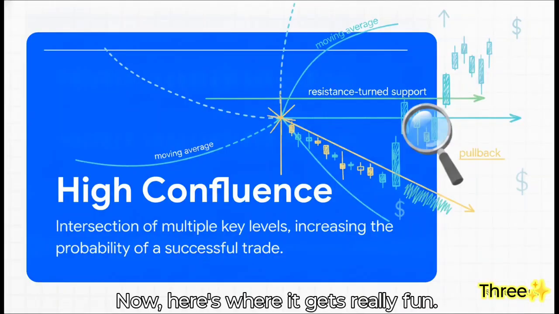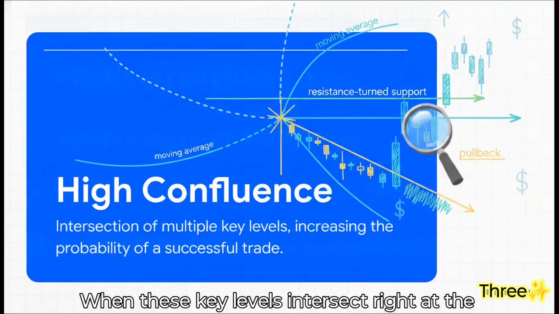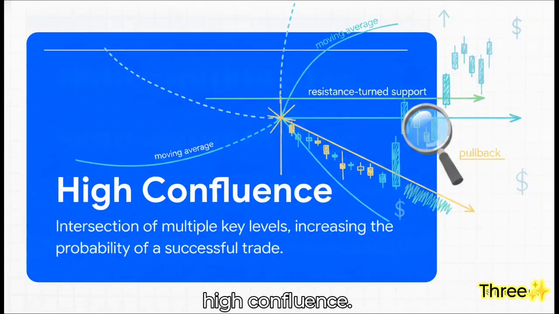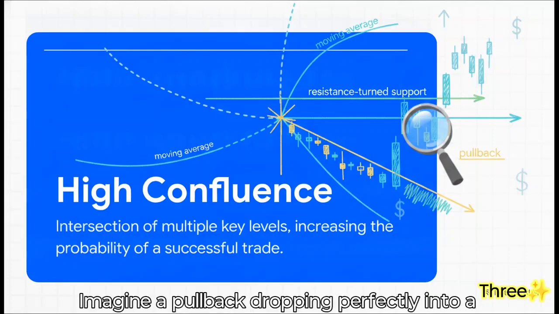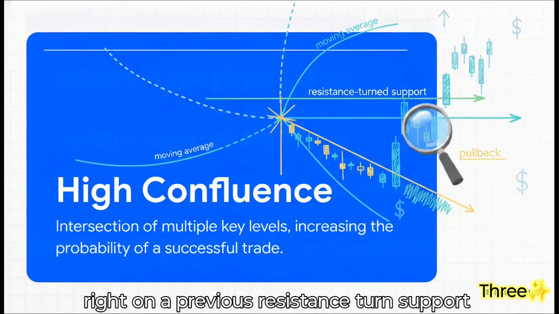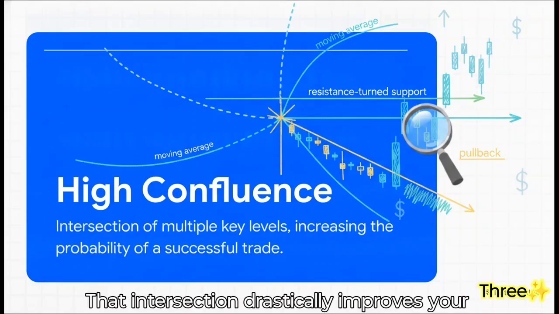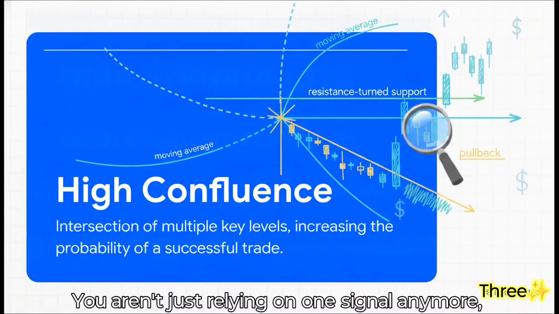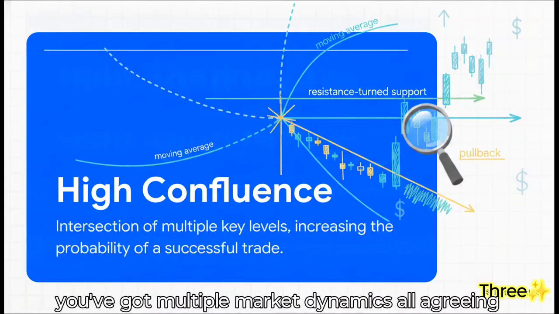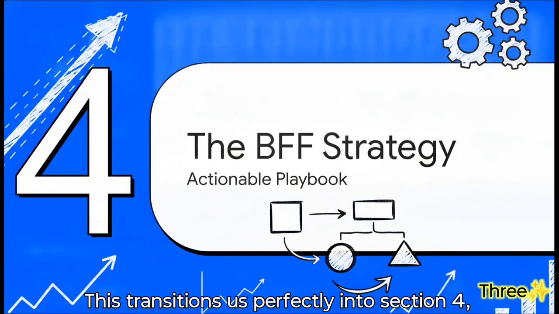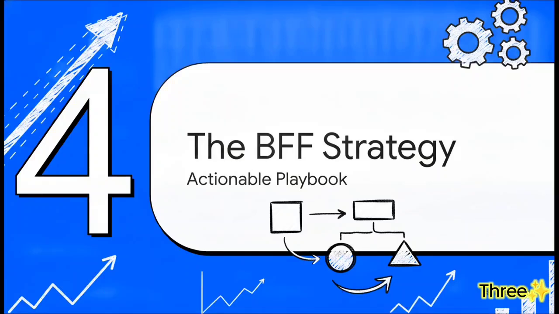Now here's where it gets really fun. When these key levels intersect right at the exact same price point, you get an area of high confluence. Imagine a pullback dropping perfectly into a 50-period moving average that is also sitting right on a previous resistance turn support line. That intersection drastically improves your odds of a successful setup. You aren't just relying on one signal anymore. You've got multiple market dynamics all agreeing at the exact same time. Which transitions us perfectly into Section 4, the BFF strategy framework.